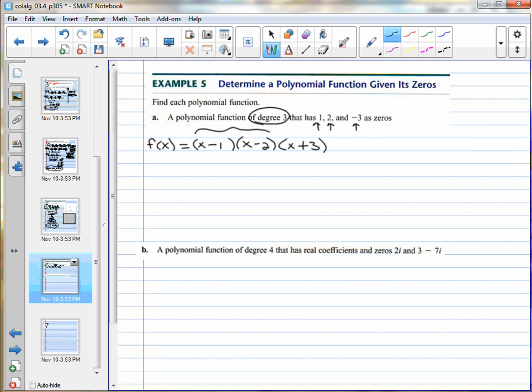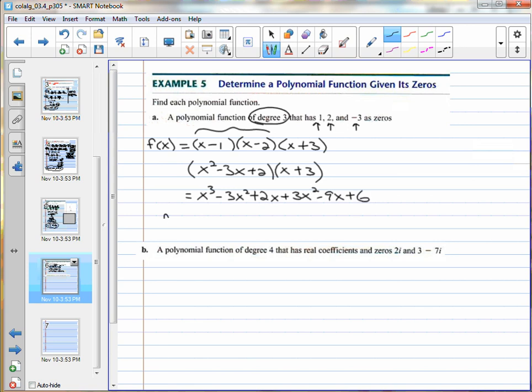Let's use FOIL right over there. First terms, x squared, outside negative 2x, inside negative 1x, so that'd be negative 3x. Last terms plus 2, so those are the first two. I'm going to distribute, going right to left. I start with the x and multiply everything here by x. X cubed minus 3x squared plus 2x. Then my 3, multiply everything by 3. Plus 3x squared minus 9x plus 6.